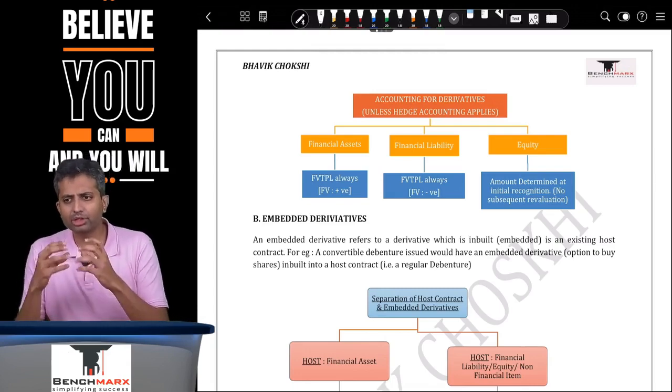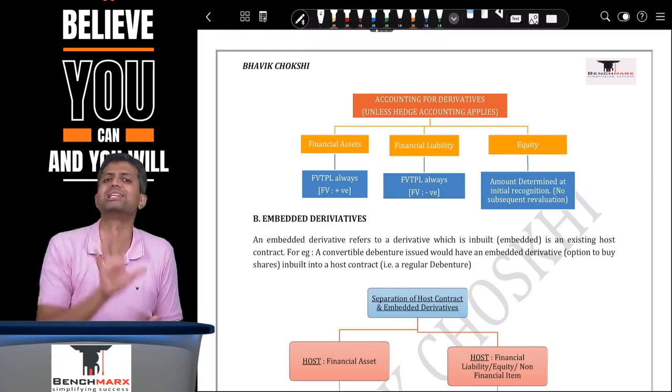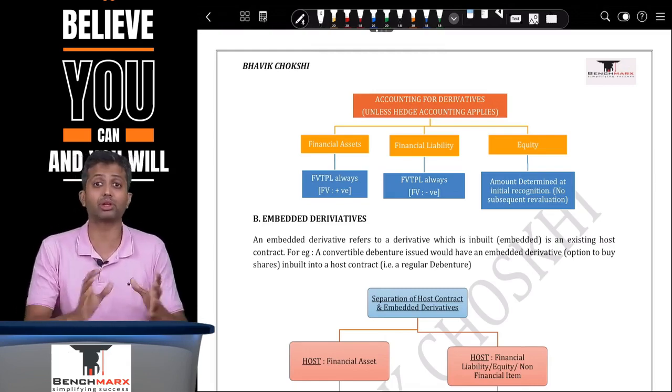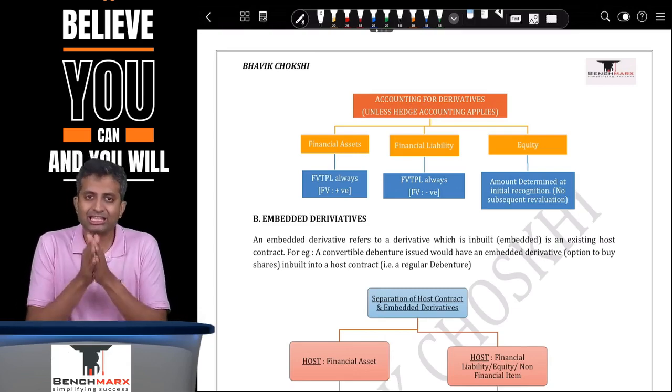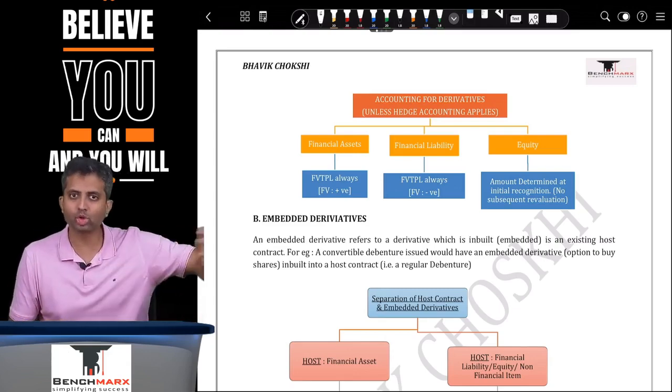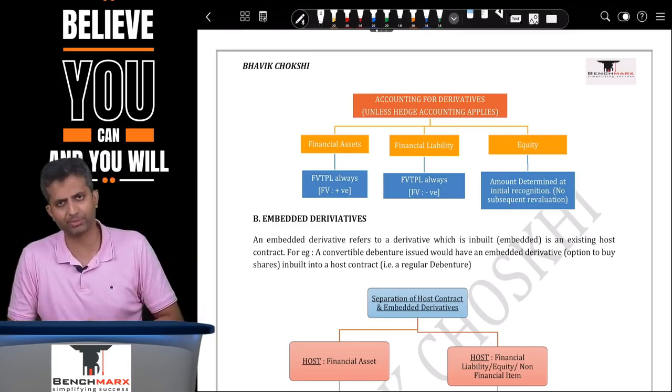Secondly, the derivative meets the definition of derivative, and you have not designated the entire contract as FVTPL for rectifying an accounting mismatch. If all of these features are met, then you will do separation. That is, you will show the liability component and the embedded derivative separately.